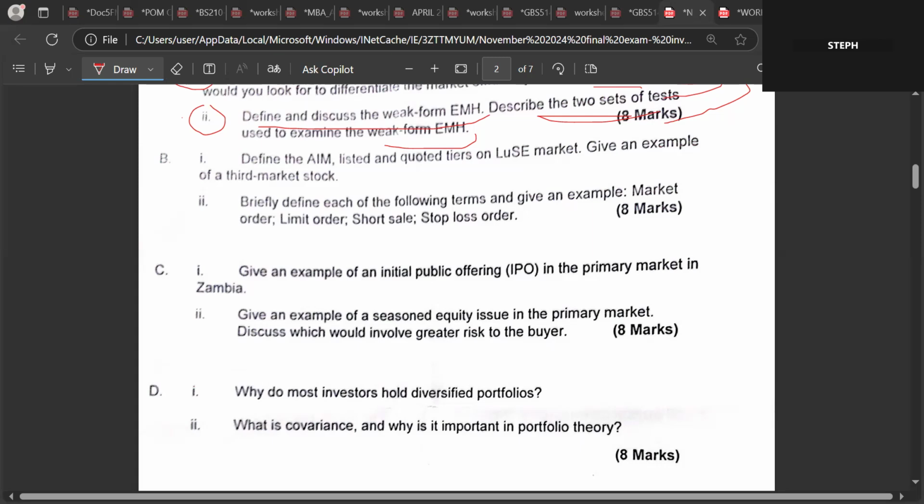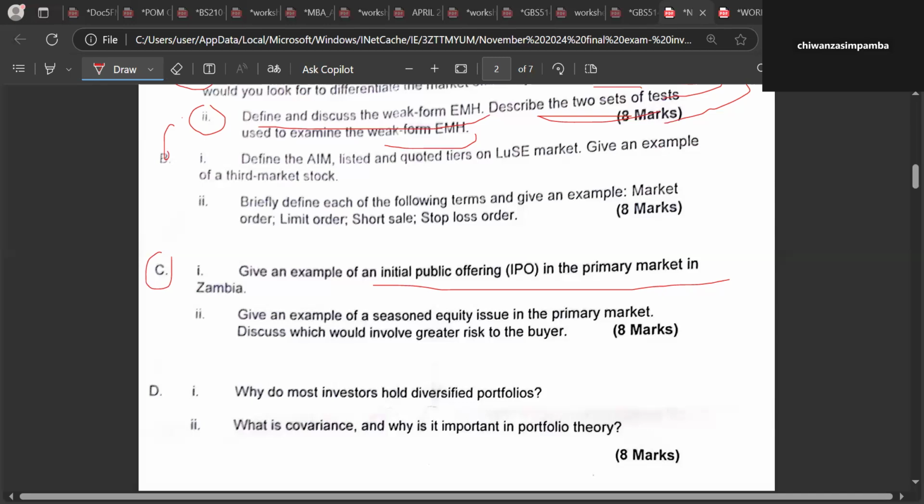So with that in mind, let's now look at part C. Part C says, give an example of an IPO in the primary market in Zambia. Who wants to give it a try? An example of an IPO in a Zambian setup? Go ahead, just give it a try.